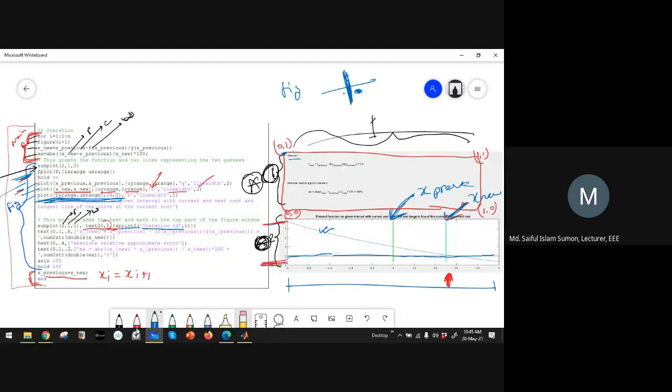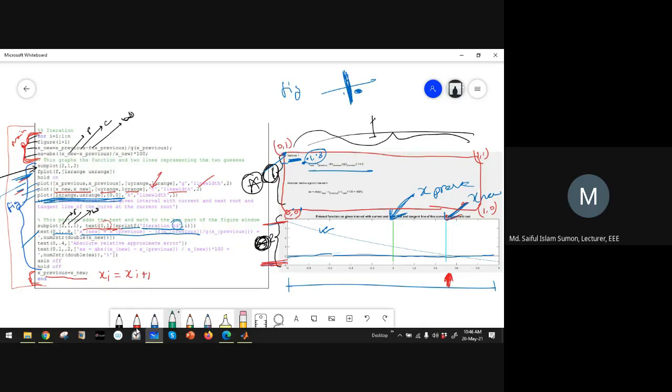You can see sprintf is written and it's a variable. That means with the change of iteration, the number will be changing. So in this place, with the help of this text, this line is written. Now with the help of this text, you can see 0.1, 0.8. X is equal to 0.1 means this one, and 0.8 is somewhere like this. So this is 0.1, 0.8, and at this position, this thing is written.